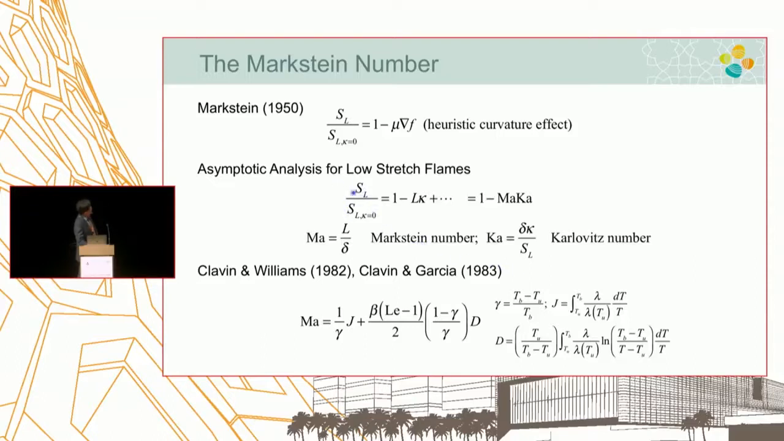The flame speed is modified with respect to its non-stretched reference condition by a certain factor. So again, this is a fluid dynamic effect, and the Markstein part is the property of the mixture given by the Lewis number. And in a non-dimensional way, we call it the Markstein number, and the non-dimensional stretch is called the Karlovitz number.